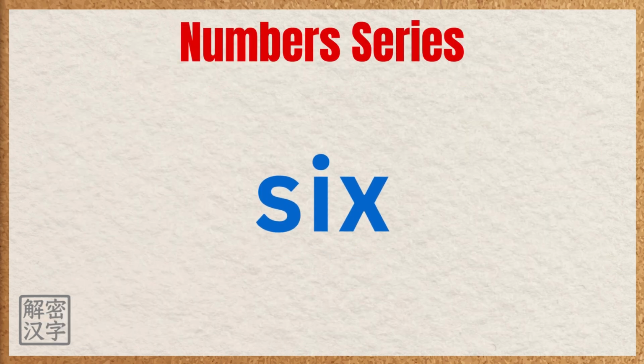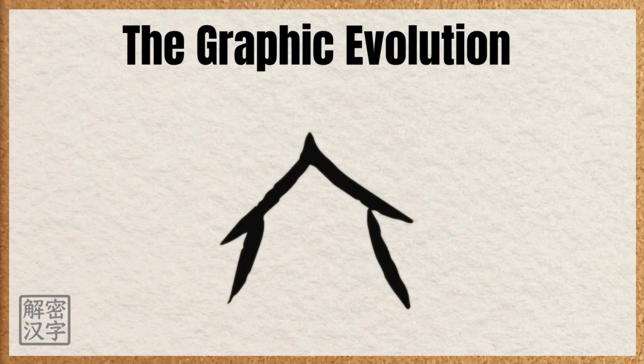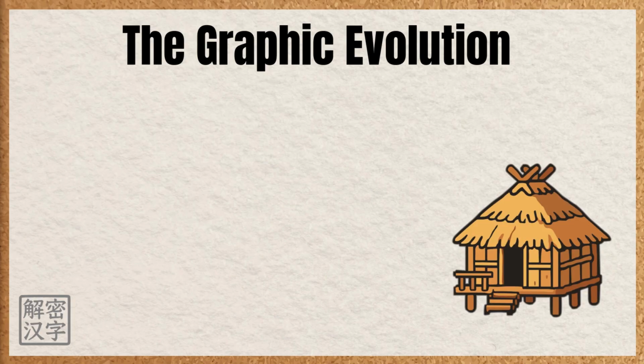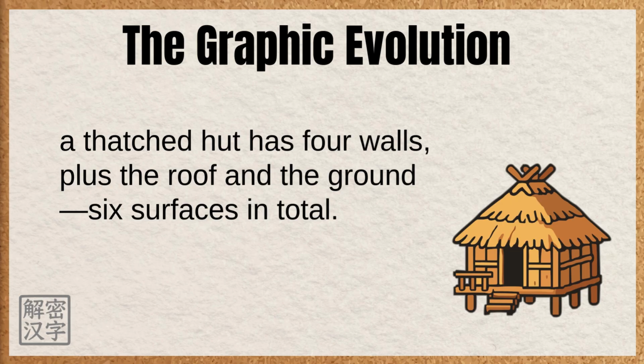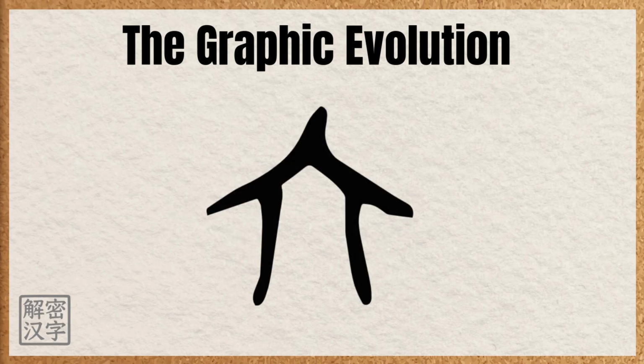It is pronounced liu. During the oracle bone script period in ancient China, people used a symbol like this to represent the number 6. It looked like a thatched hut. Historians believe this choice was intentional. A thatched hut has 4 walls, plus the roof and the ground, 6 surfaces in total. So ancient people used the image of a small hut to stand for the number 6.